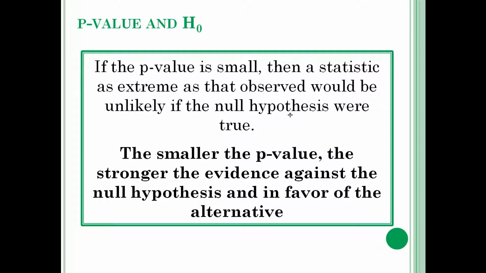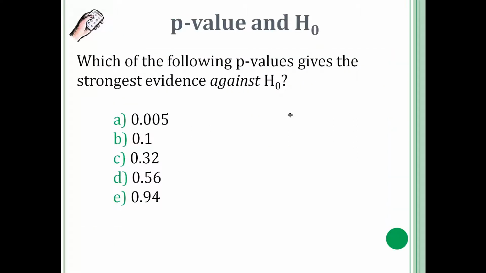Basically, you're saying that in a null situation, this can rarely happen. So the null situation is wrong, and there must be something else going on with my result. And that's why we are always hoping to have a small p-value. So let's see some examples.